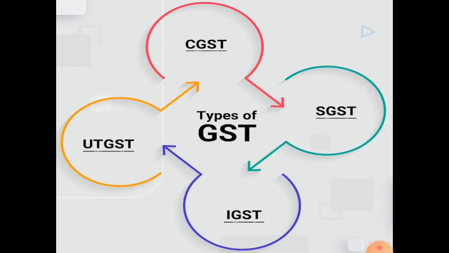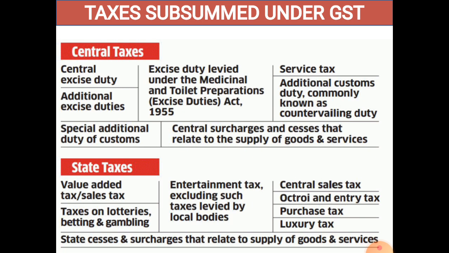Third one, IGST. It stands for Integrated Goods and Services Tax. It refers to the tax payable on interstate supply of goods and services. Fourth one, UTGST. It stands for Union Territory Goods and Services Tax. It refers to the tax payable on the supply of goods and services that takes place in any of the 5 Union Territories of India. Next, we discuss about taxes subsumed under GST.